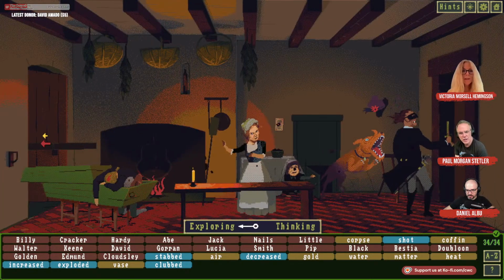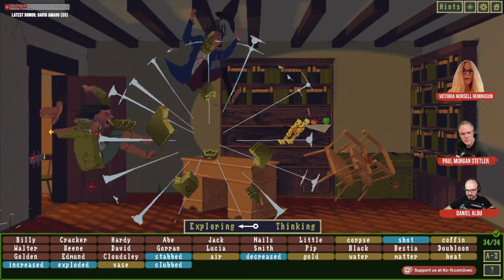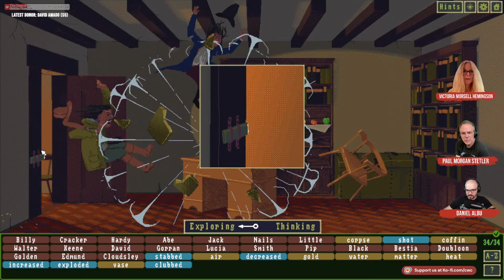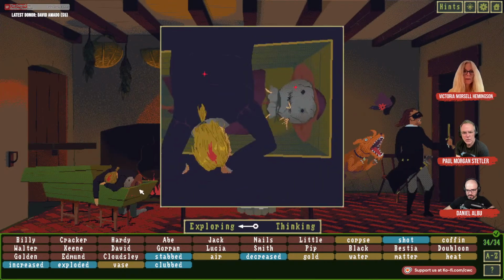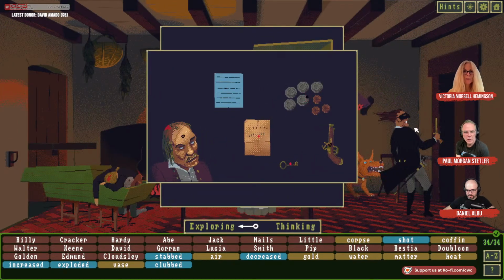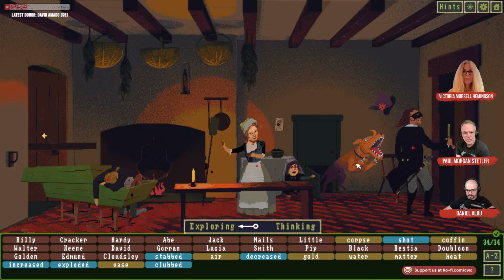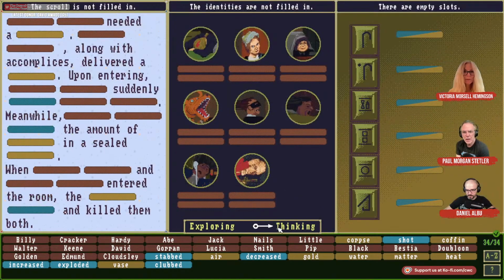Well, so what happened? Let's look at the thinking. Where's the dead body they stole? Good question. Let's take a look at the hints and see if we can put some of the story together here. Yeah. So-and-so needed a so-and-so. So-and-so, along with accomplices, delivered a something. Upon entering, so-and-so suddenly did this, this, and this. Meanwhile, oh boy, it's a lot.